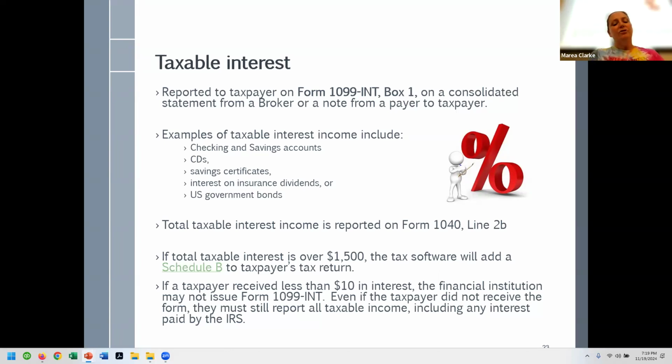If they happen to have interest over $1,500, the tax software will automatically add a special form for that called the Schedule B. If it's less than $10, the bank won't even send a form. Again, they're still supposed to report it, but there won't be a form that they will have.